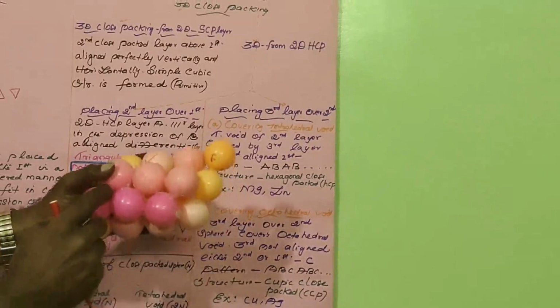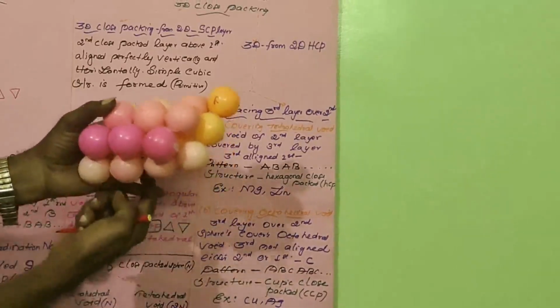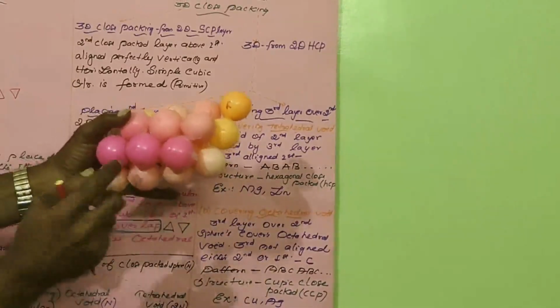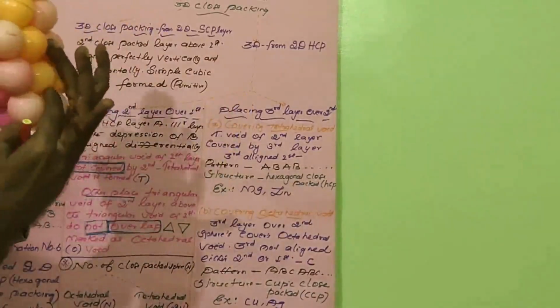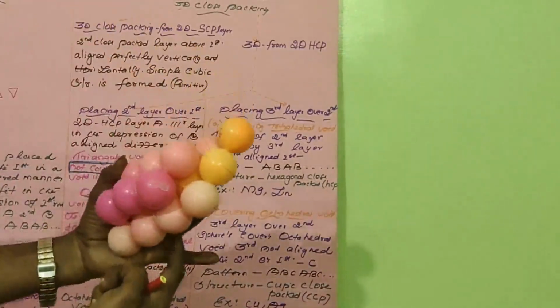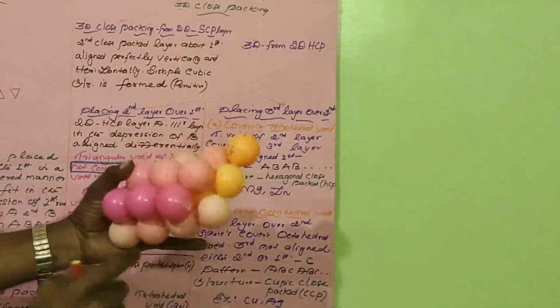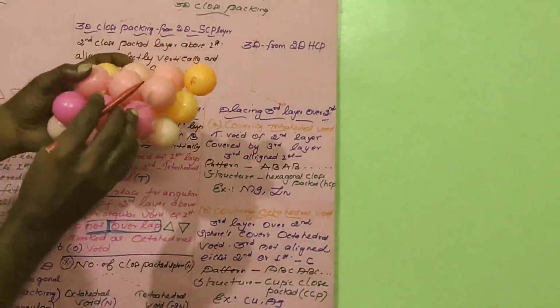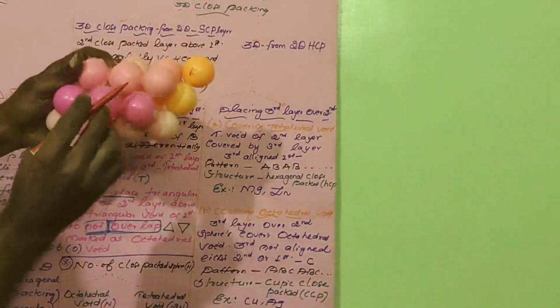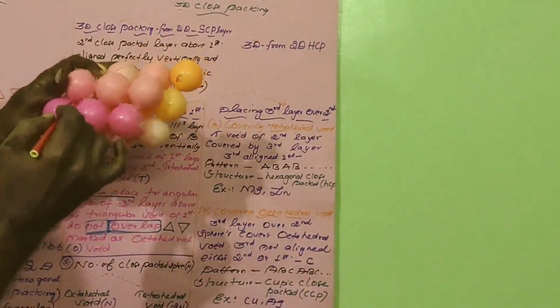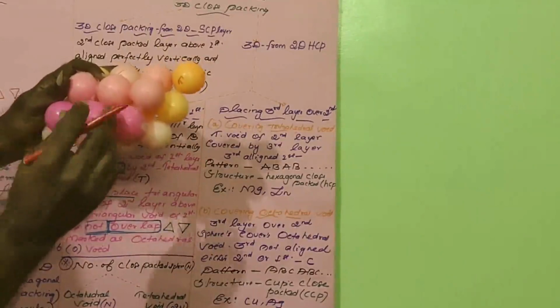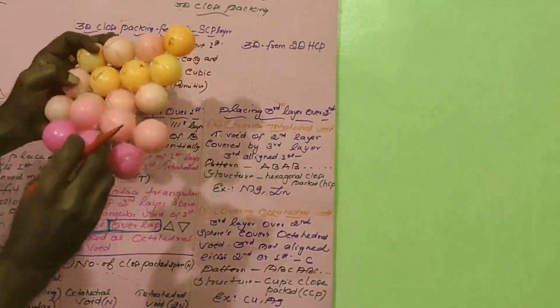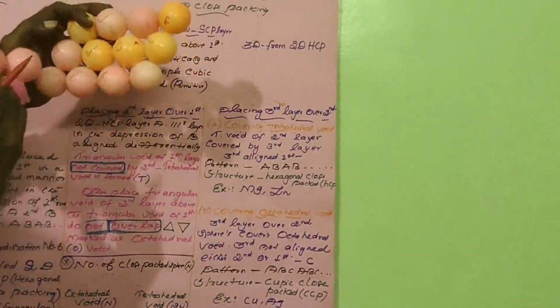So here one triangular void. The back side also one triangular void is there. Here one triangular void, here one triangular void is there. These two do not overlap. That is, here we see one triangular void is formed. Here the apex is in the bottom. Here the one triangular void, the apex is in the top.